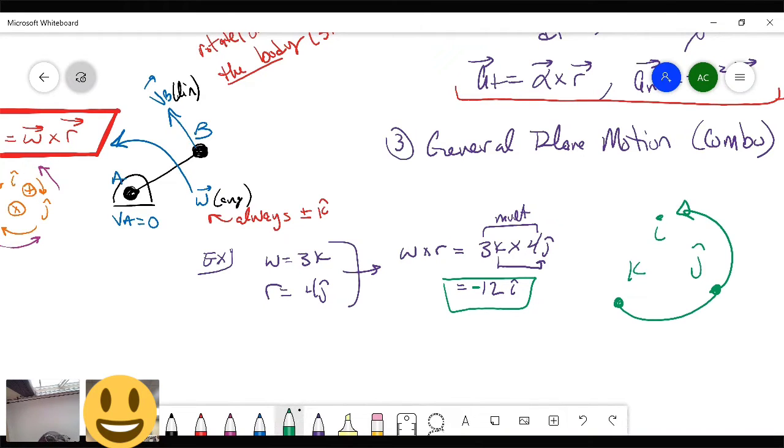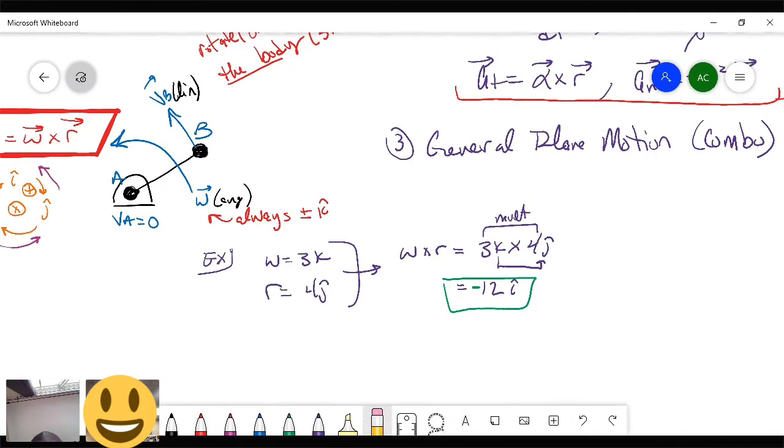Oh, so the order matters. Yes, the order matters so much. The cross product is completely based on geometry, which means if you do not do it in the right direction, you're going to get the wrong answer. Obviously, if you do J cross K, you're going to get positive I, because then you're going in the opposite direction. But we didn't do that. We wanted the reverse. Because of that, the direction means everything.